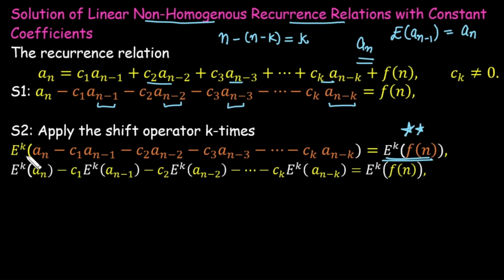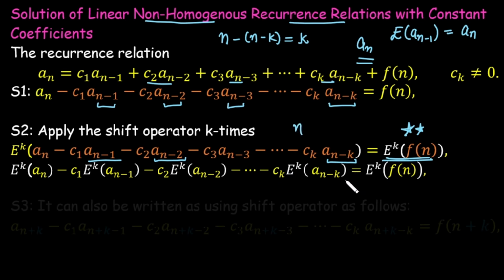After that, we can distribute this shift operator on each and every term. So it is like e raised to power k of an. Here it is e raised to power k over this term. Then e raised to power k over this term. At last, e raised to power k over the term an minus k. We will take the constant outside because it is not depending upon the index n.